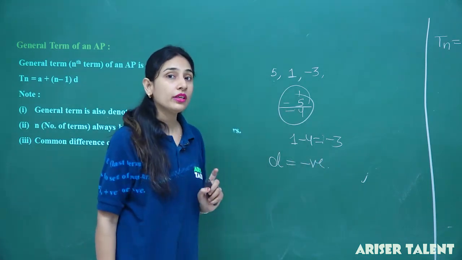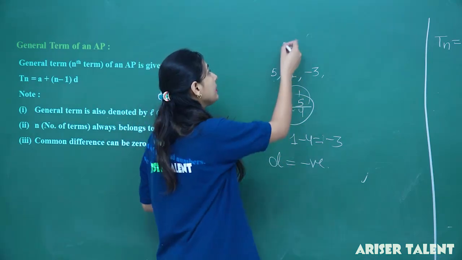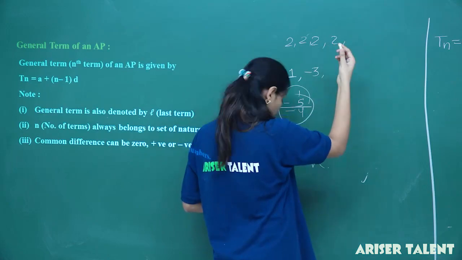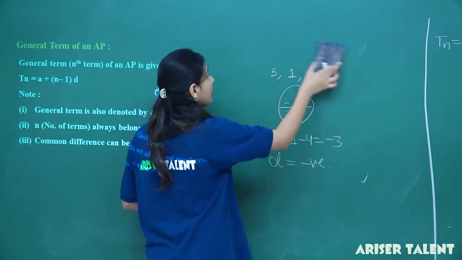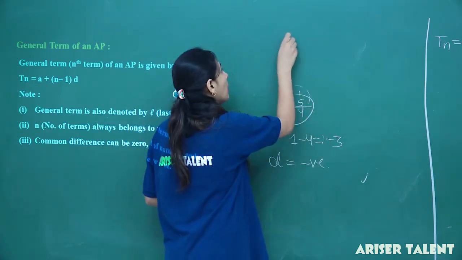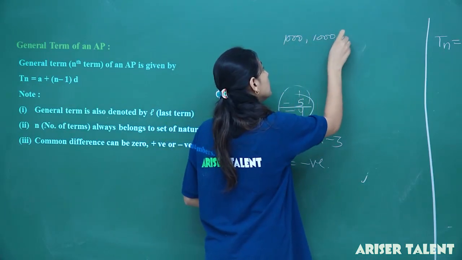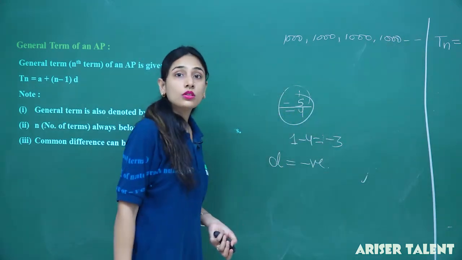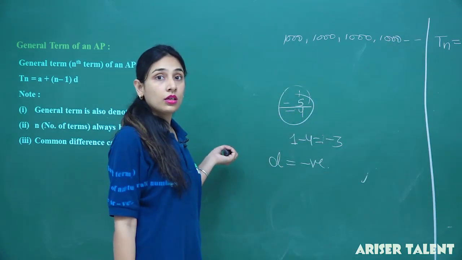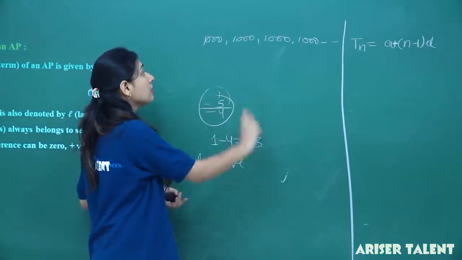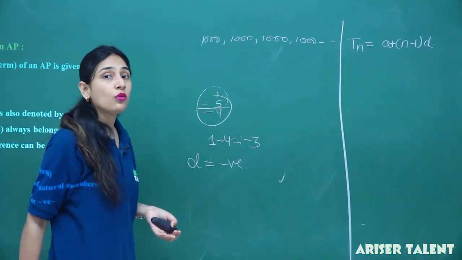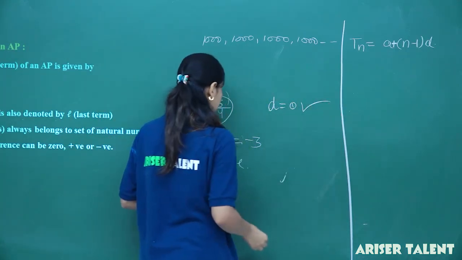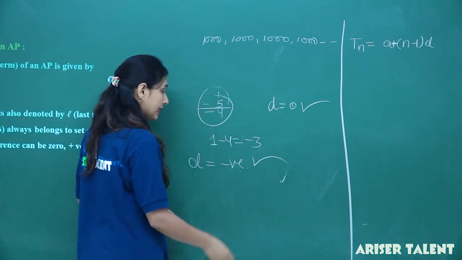Take one particular AP, say 1000, 1000, 1000, 1000, 1000, 1000. What is the common difference here? 1000 minus 1000 is 0, and the difference is always constant. So the difference is 0. Yes, it can be. The difference can also be negative.